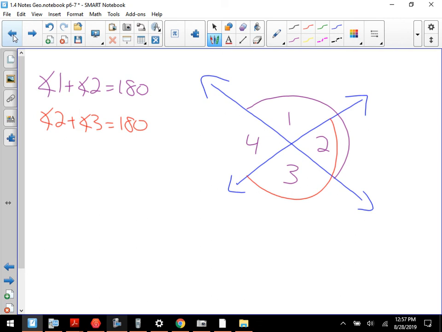What two things equal 180 here? 1 and 2 and 2 and 3. You're not wrong. But according to what I have written down right now, does everybody see how 1 and 2 is 180, 2 and 3 equals 180? Don't both of those equal the same thing? That means don't those two things have to equal each other then?